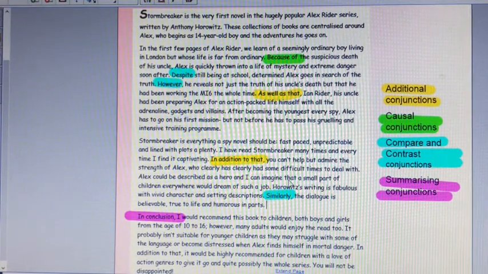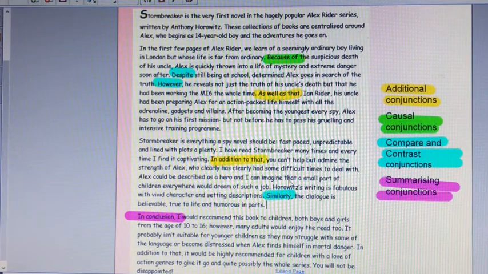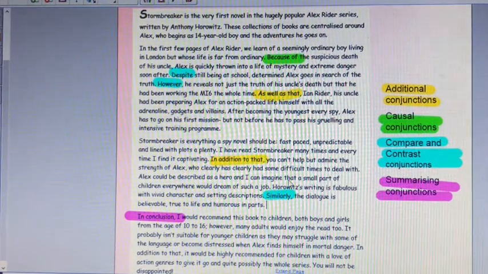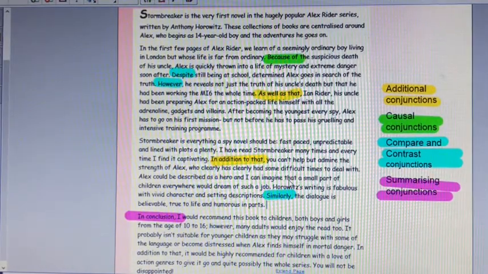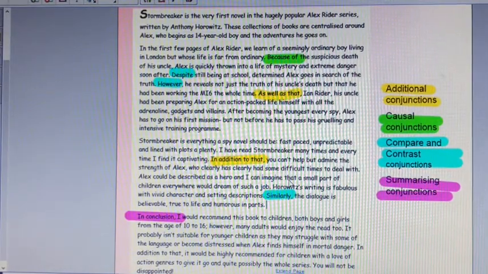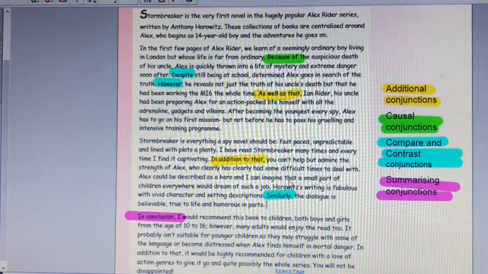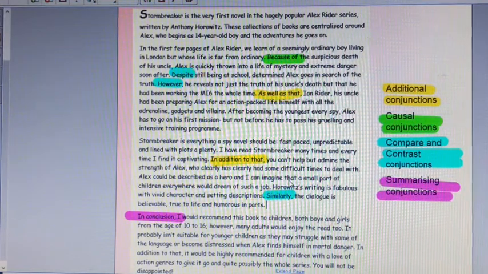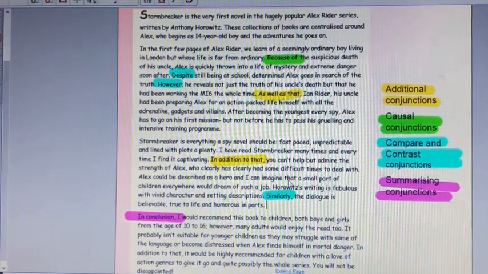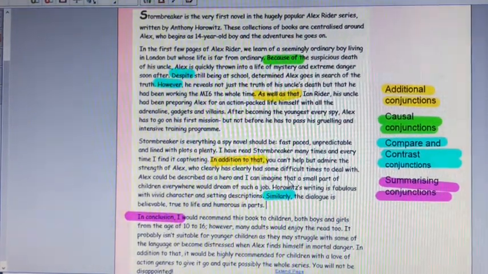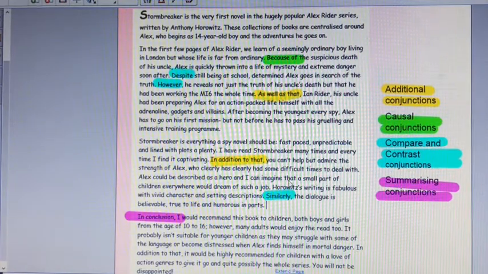We've got some compare and contrast conjunctions highlighted in blue. So our compare conjunctions, which refer to something being similar, you can see clearly similarly. And our contrast conjunctions, which refer to something being different, we've got despite and however as examples. And then finally, to use a summarising conjunction, an example of that is in conclusion. So it's a way to kind of summarise, to wrap up, to finalise a piece of writing. And they're usually found in the last paragraph of a piece of writing.